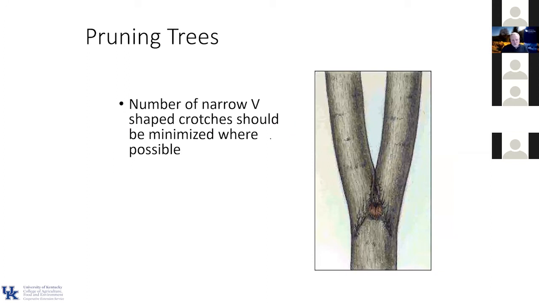If you have your choice and you're making decisions on what to prune out of a tree, if you have just a random limb that has a narrow, V-shaped angle, remove that. Once again, because all of this bark here, what we call included bark, is very weak.